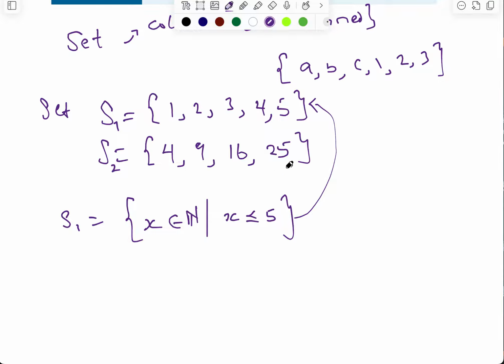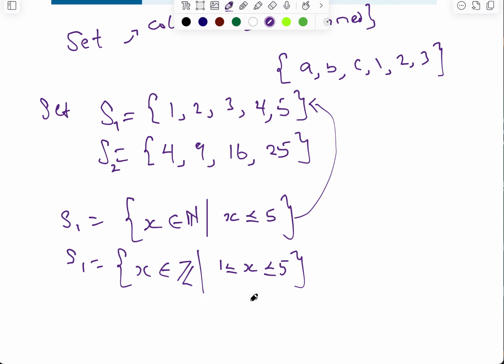There are so many other ways you can actually describe this set, but this is just a simple way of describing the set. So you can also say S1 belongs to the set of integers, but integers such that 1 is less than or equal to x less than or equal to 5.